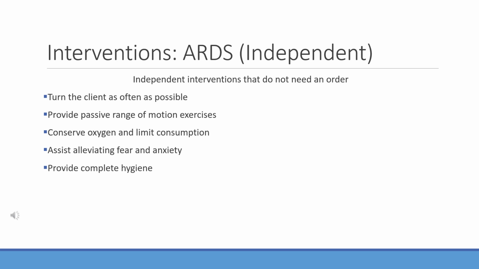Conserve oxygen and limit consumption by spacing out all activities, limiting interruptions to enhance rest, and providing a quiet environment. We need to assist in alleviating fears and anxiety that the patient or their family may have by acknowledging their fears without providing false reassurance. Explain the critical care environment and the technology. Maintain open communication with the patient and their family.